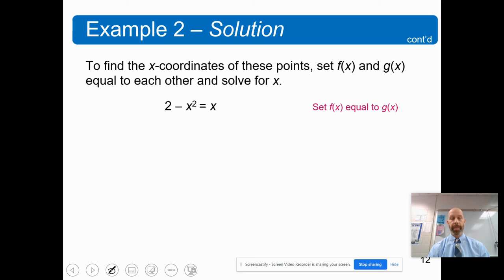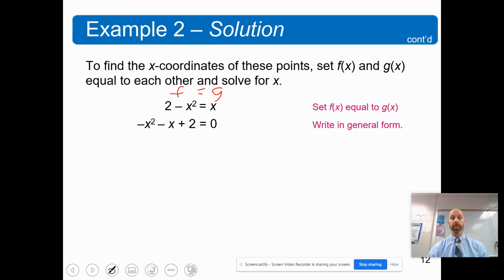Well, hopefully you remember from Algebra 1 and Algebra 2, we're just going to set these two functions equal, and we're going to solve the equation. So 2 minus x squared, this was our f function. And then our g function here was x. So we're just going to set them equal. And we're going to go ahead and subtract the x over to the left.